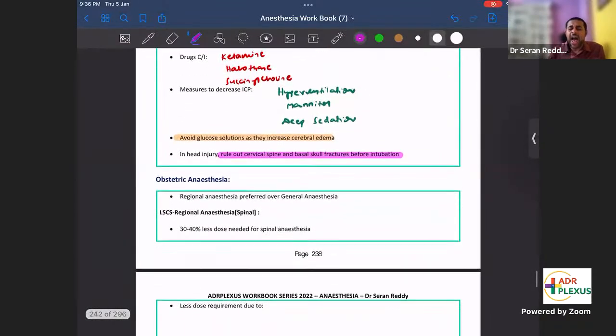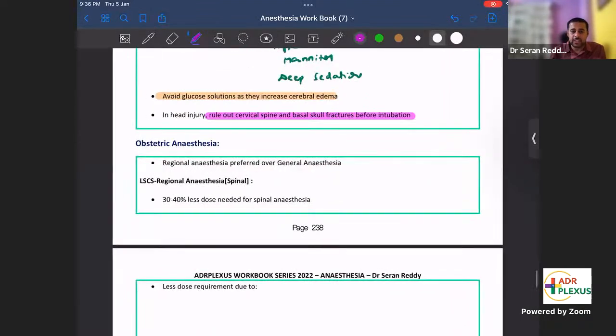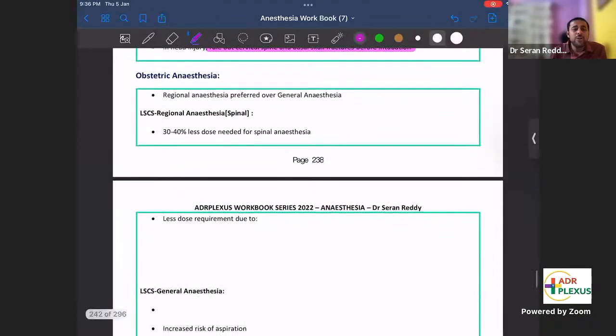Then coming to obstetric anesthesia, as much as possible, prefer regional anesthesia. Regional anesthesia is preferred over general anesthesia. When the patient is planned for LSCS, in regional anesthesia, spinal, 30 to 40% less dose is needed. Suppose a 60 kg, 25 year old normal female needs 2.5 ml, you need 30 to 40% less in a pregnant woman, so 1.5 to 1.8 ml will be sufficient.